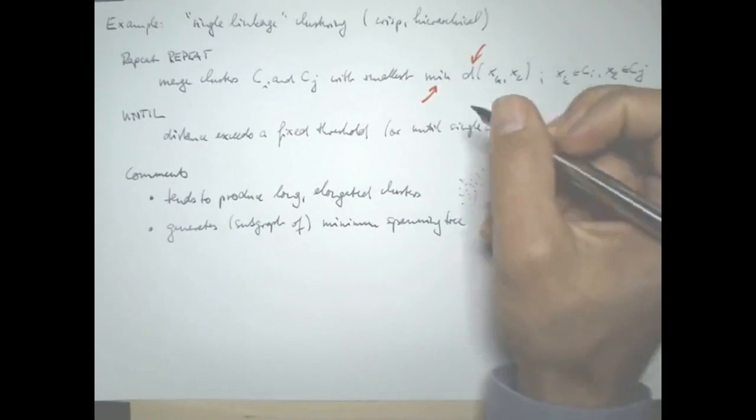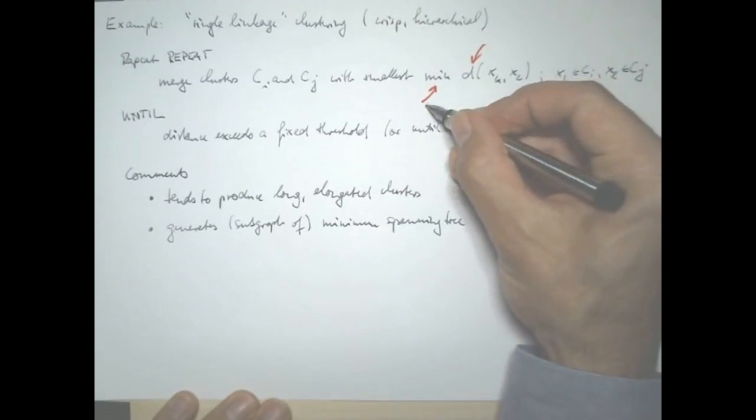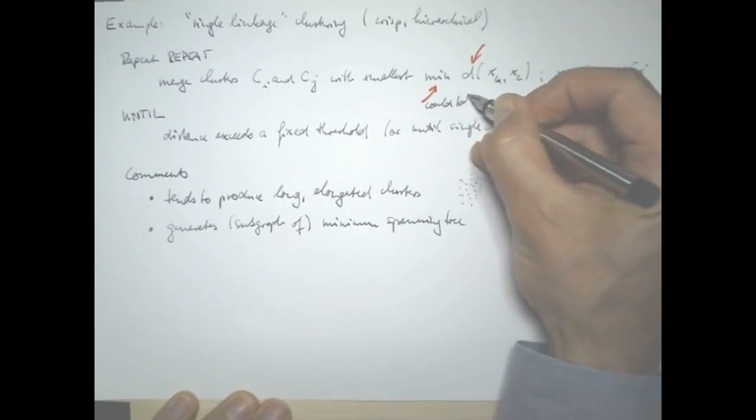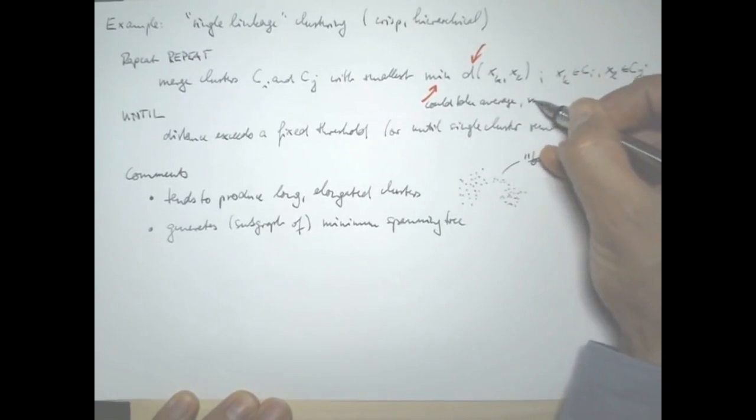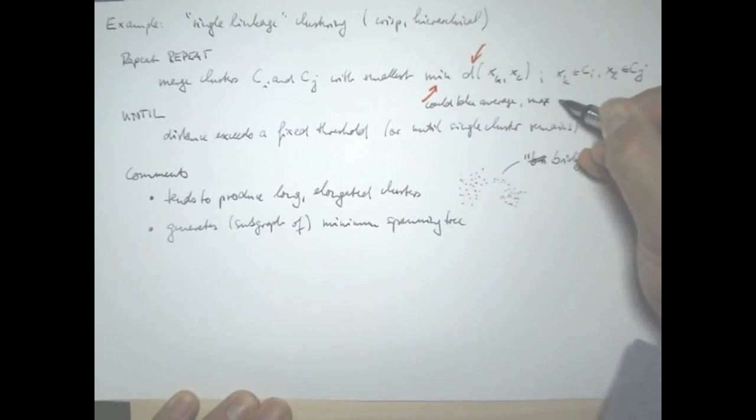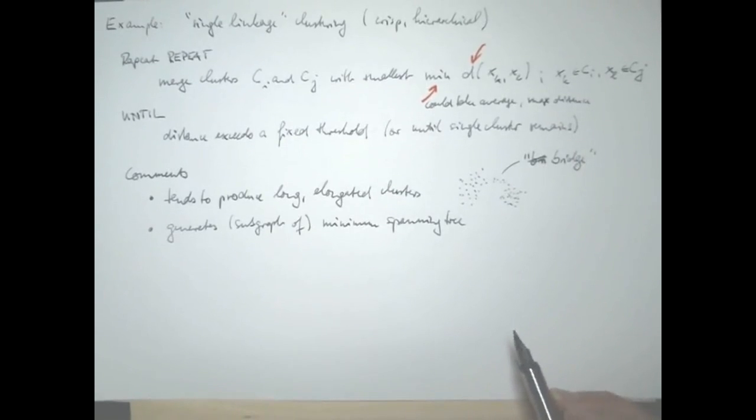And then instead of the min, as I said, you could take, for example, the average distance as a criterion, or you could take the maximum distance, and that will give different clustering algorithms with different artifacts and different sets of problems.